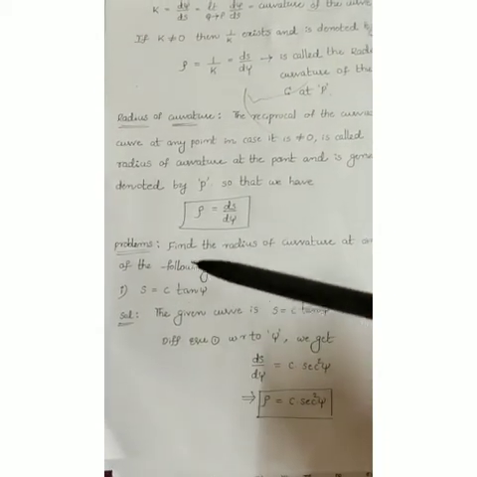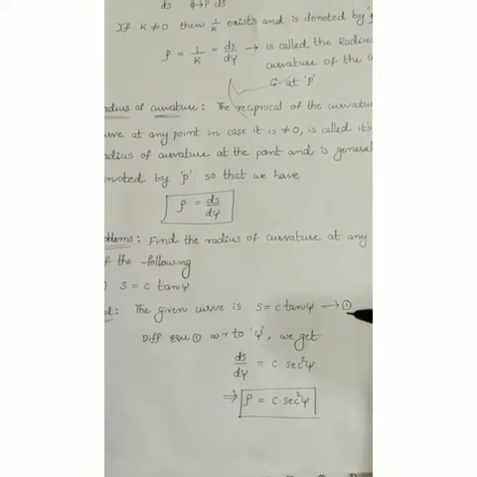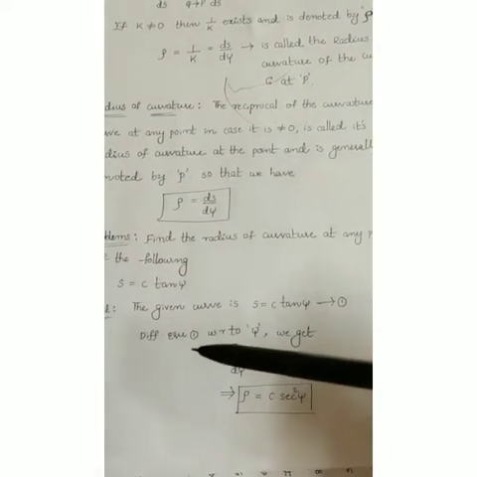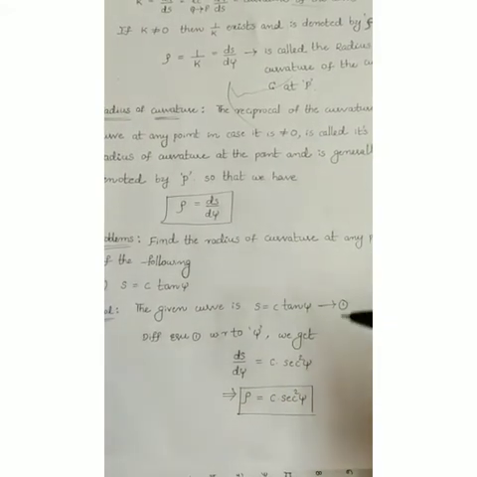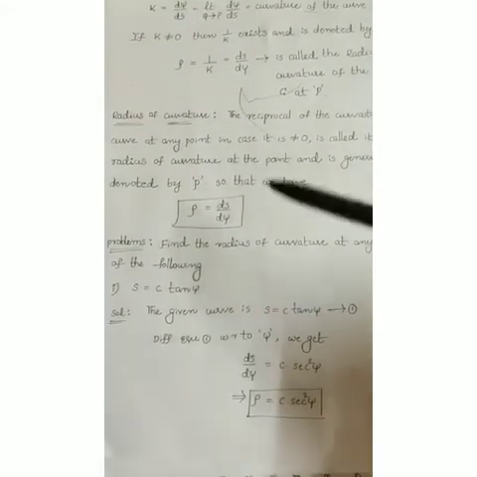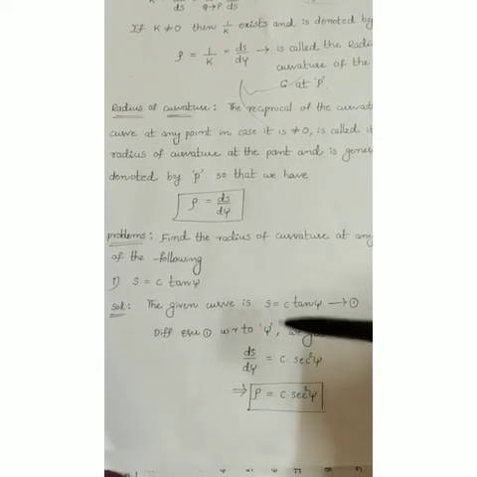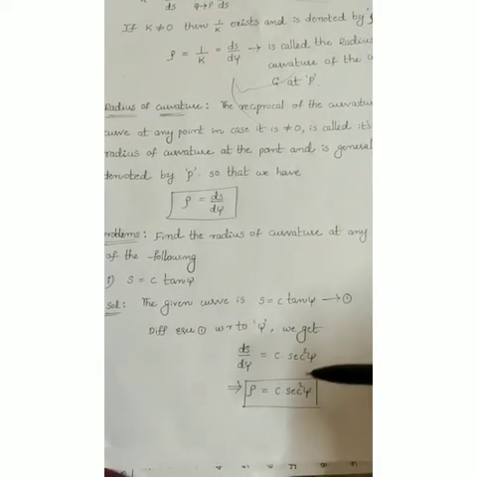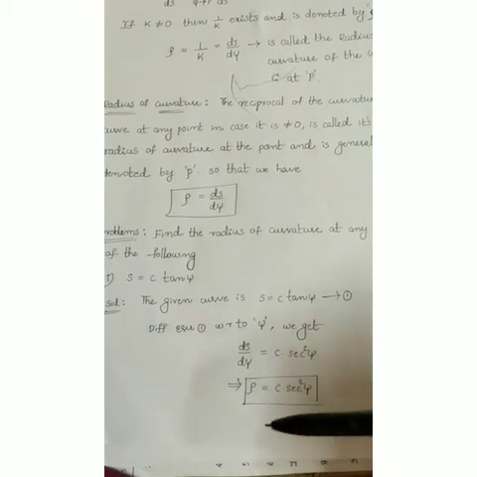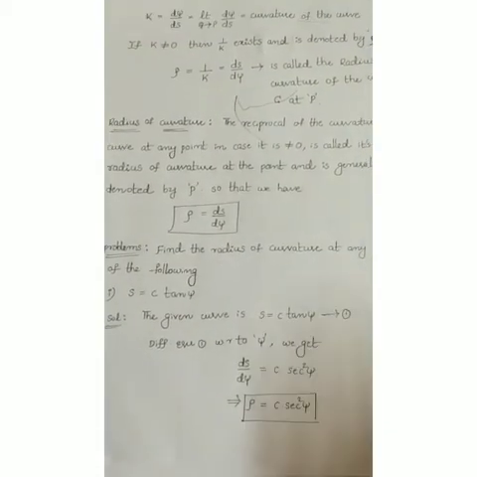So this is the given curve. The given curve is s equal to c into tan psi. This is equation number 1. Now differentiating equation 1 with respect to psi, we get ds by d psi. We know that rho equal to ds by d psi, this is the radius of curvature. So differentiation of c is constant, differentiation of tan psi is secant square psi. Therefore rho equal to c into secant square psi is the radius of the curvature of the given curve s equal to c into tan psi.